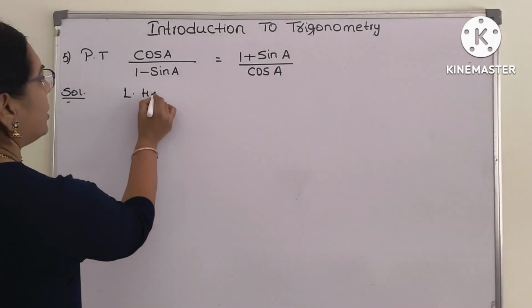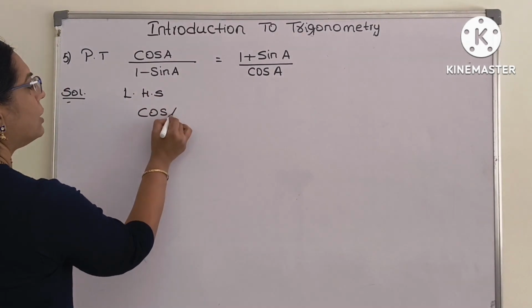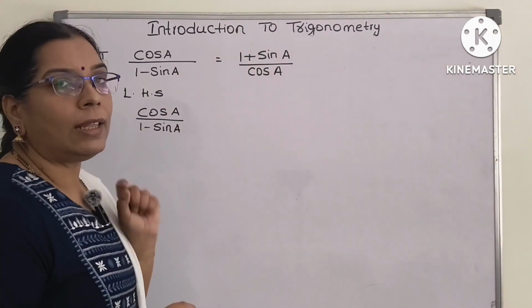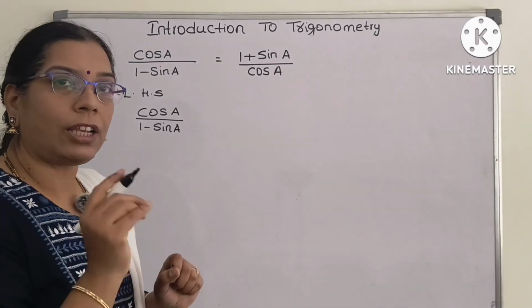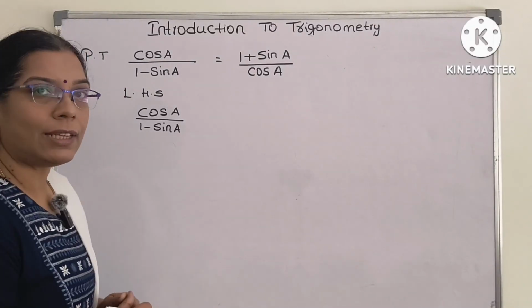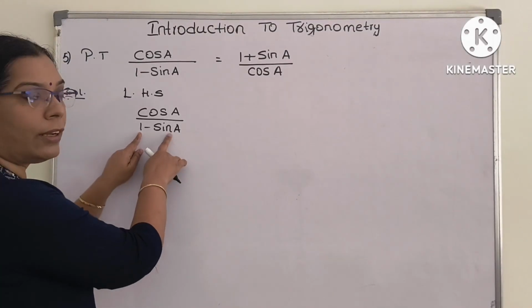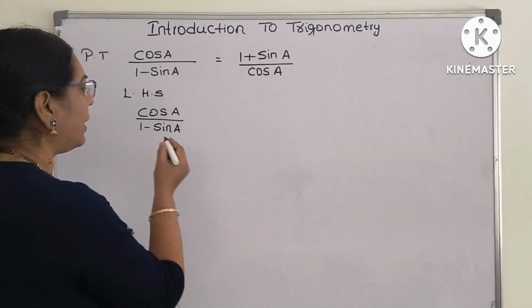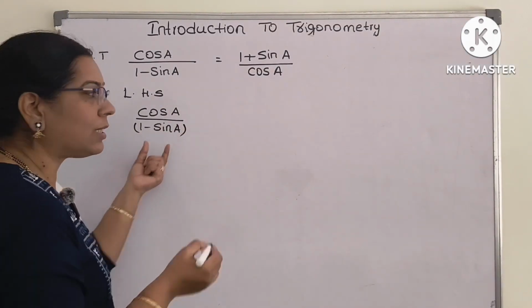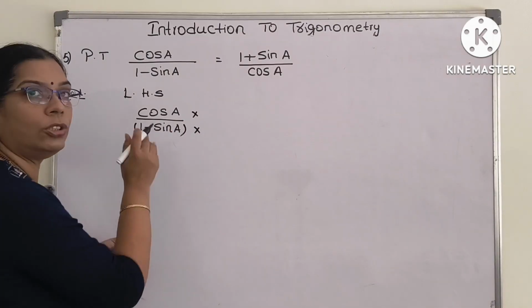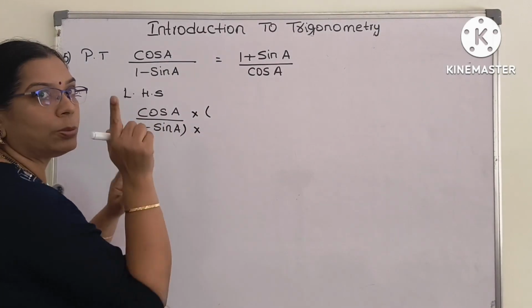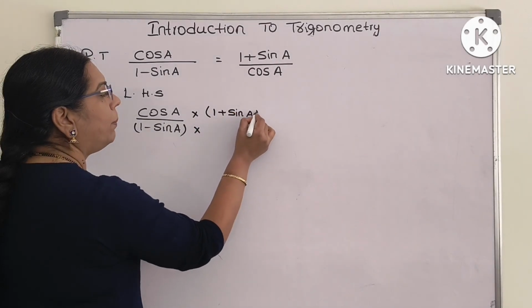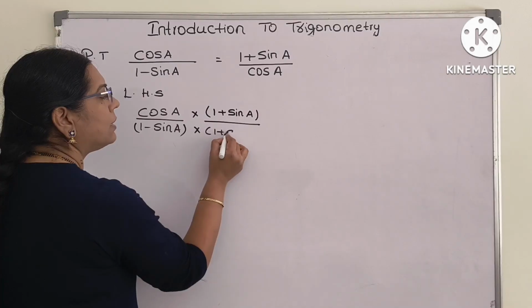Let me take the LHS. LHS is cos A by 1 minus sin A. Since all other tips failed, now I will see whether rationalization works here or not. What is rationalization? Whatever is the denominator, multiply both numerator and denominator with the same terms but with the opposite signs. So what is the denominator? 1 minus sin A. So I will multiply both numerator and denominator with the same terms but with the opposite sign. So I will multiply them with 1 plus sin A.